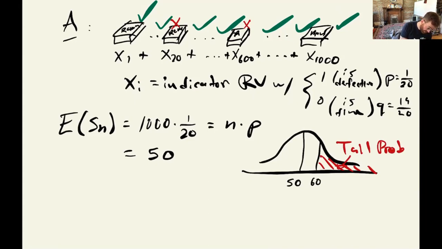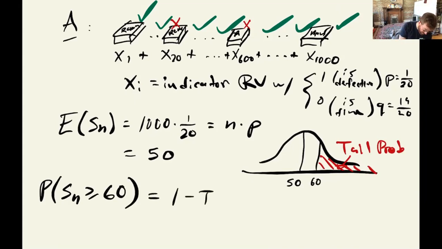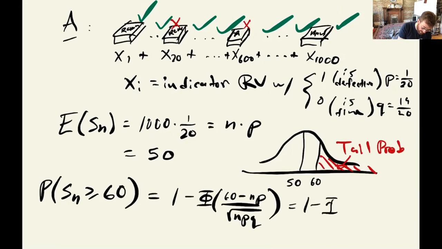So alternatively, I can use this normal approximation to say, all right, what's the probability of getting 60 or more? So it's saying Sn is greater than or equal to 60. Well, I'm looking at the area to the right here. So I can take 1 minus the CDF of this normal distribution, this phi, where I've subtracted: 60 minus n times p, divided by the square root of npq. And again, if you follow along with the calculation here, it's the same thing as 1 minus phi of 10 in the numerator, and then I'm dividing by the square root of 50 times, because that's n times p, and then I multiply that by q, which is 19 over 20.